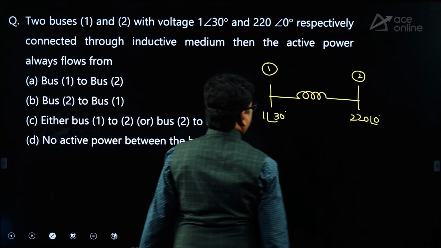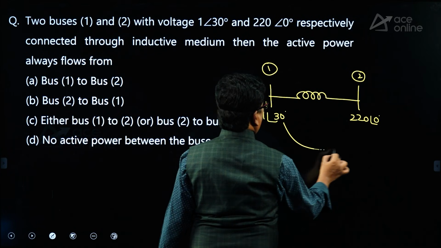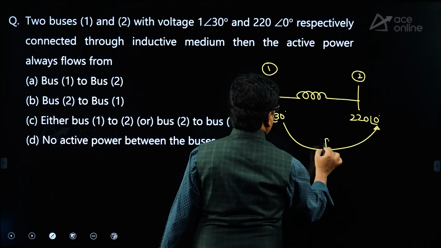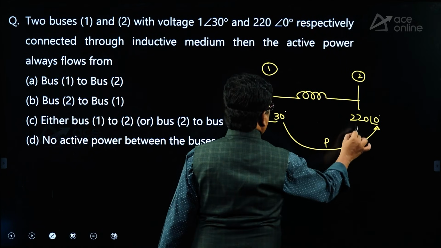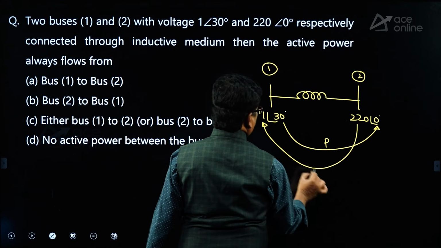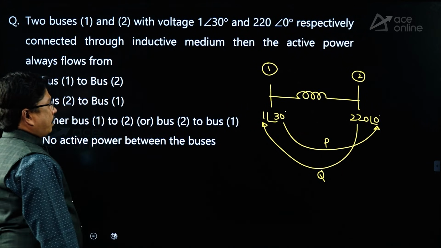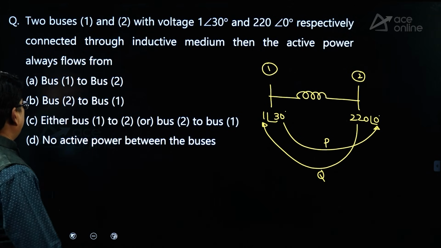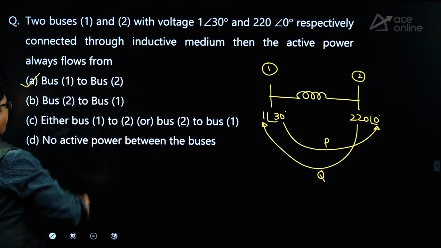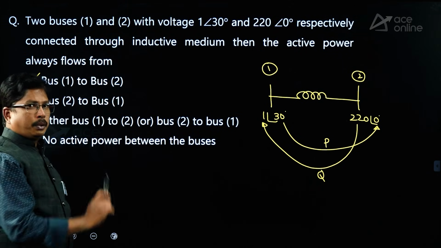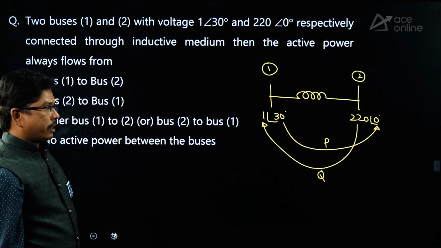So, bus 1 voltage is 1 at an angle of 30, bus 2 voltage is 220 at an angle of 0. The active power flows from high delta to low delta. That is the direction of active power. Reactive power flows from high voltage to low voltage. This is the direction of the reactive power. So, active power always flows from high delta to low delta, that is from bus 1 to bus 2. Reactive power flows from bus 2 to bus 1, high voltage to low voltage.